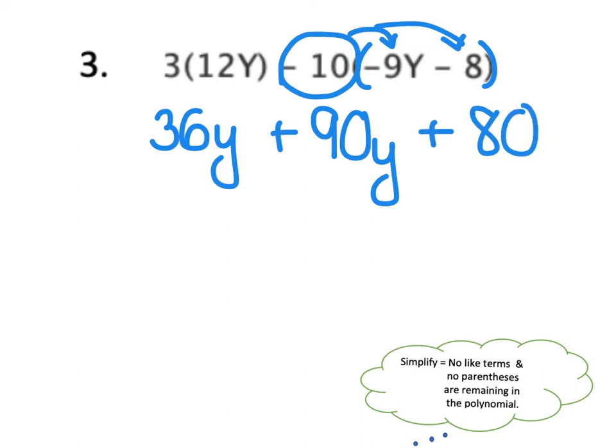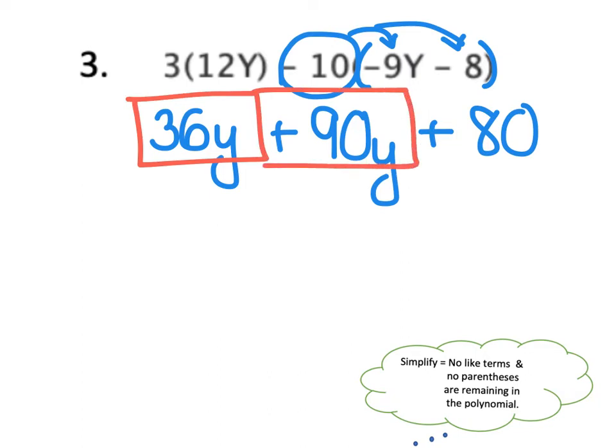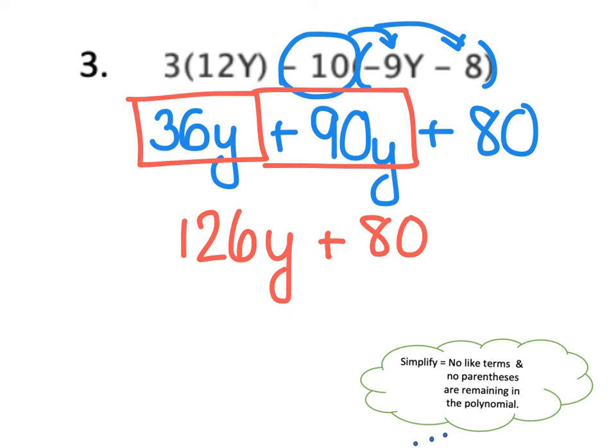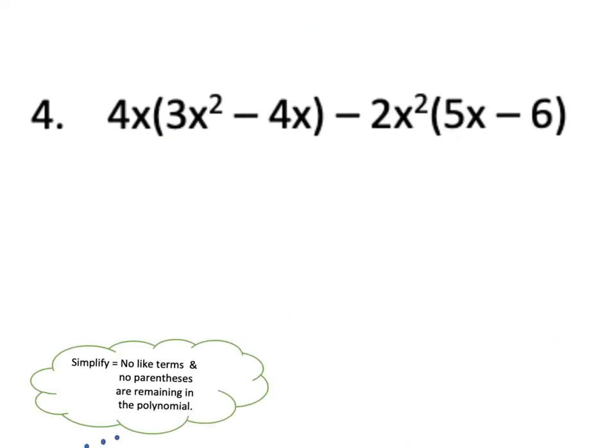I'm going to look and see if I have any like terms, and I do. So they need to be combined. 36y plus 90y is 126y. Don't change the exponents when you add. I'm going to bring down the plus 80. Again, I'm done because there's no like terms and no parentheses remaining.